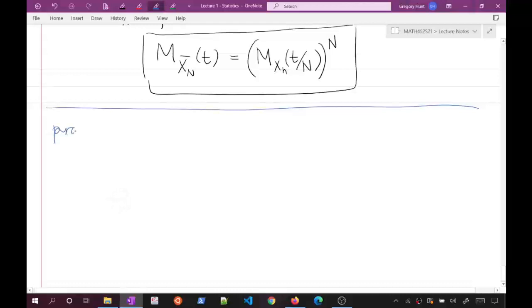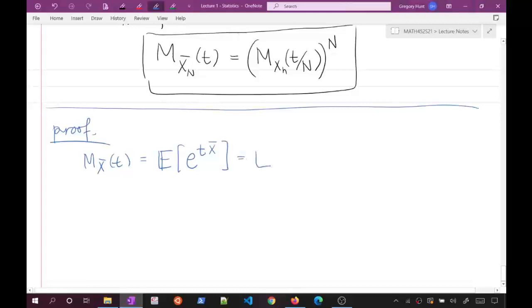So let's think about why this is true, whatever you want to call it. I'm a statistician. I am not a mathematician. M x bar of t, the moment generating function of x bar. So what's a moment generating function? It is the expected value of e to the t, whatever the random variable is. In this case, our random variable is x bar. So expected value of e to the t x bar.